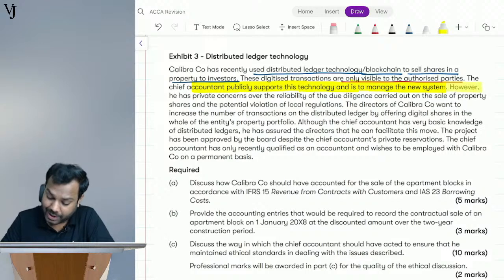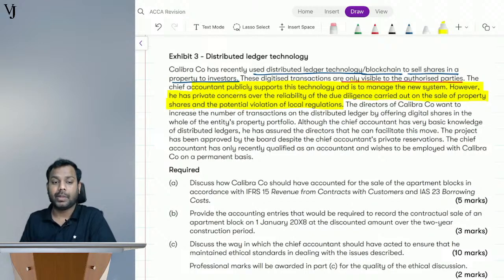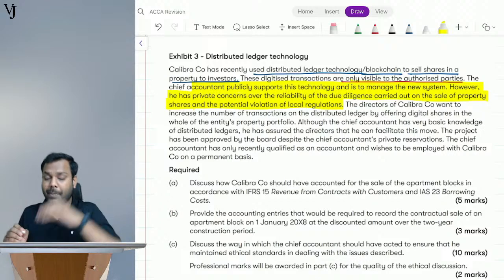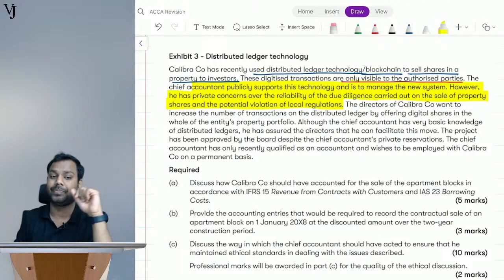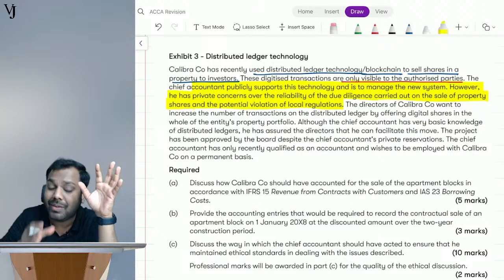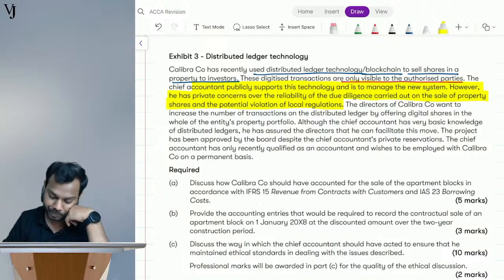However, see this line, right? Understand properly. See this line. However, he has private concerns over the reliability of due diligence carried out on the sale of property shares, and the potential violation of the local regulations. See, he publicly supports, but privately he has concerns over it.